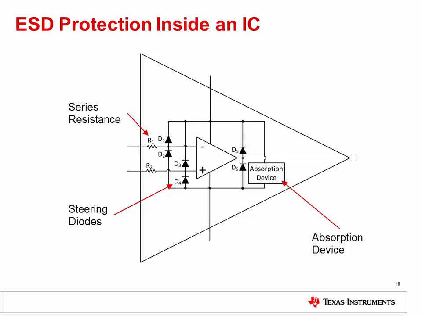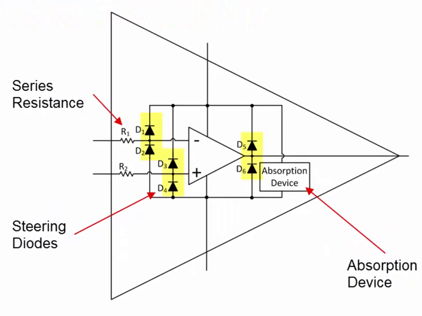They are also effective for ESD protection in unpowered systems, but they may actually cause issues such as latch-up in powered systems. The video series on electrical overstress will cover this topic in much more detail. Three common structures used in ESD protection are the series resistance, steering diodes, and absorption device. The steering diodes turn on and direct the ESD pulse away from the sensitive circuit elements to the absorption device. The absorption device absorbs the energy of the ESD pulse and limits the voltage level to prevent damage. The series resistance limits the input or output current.